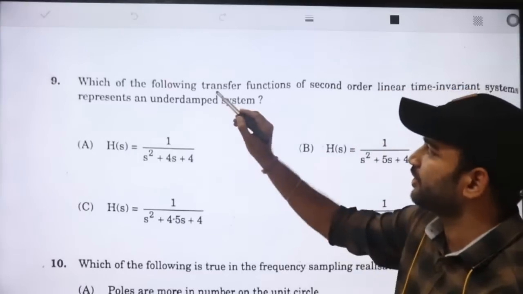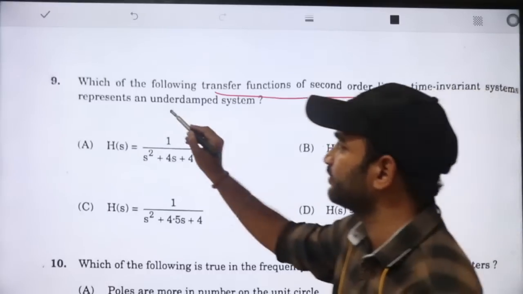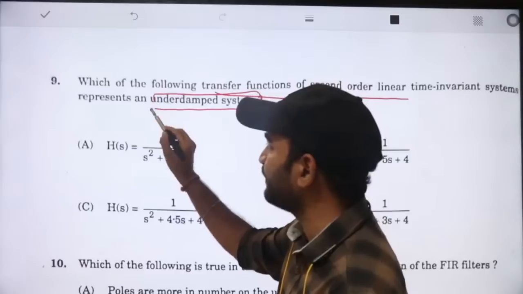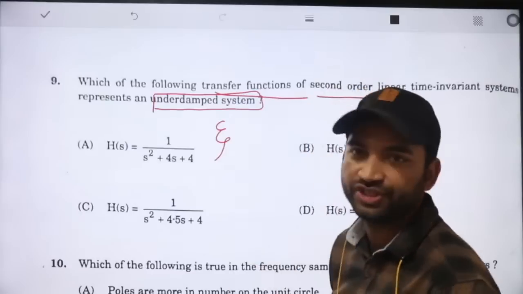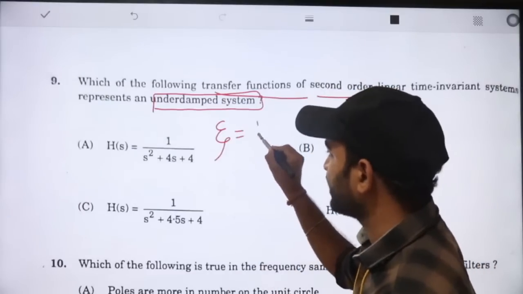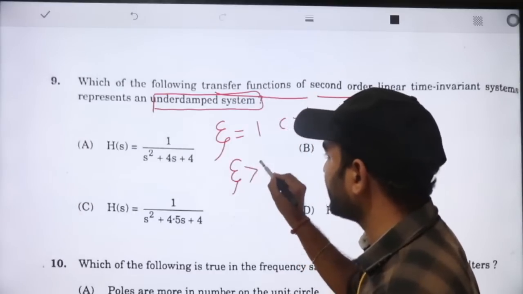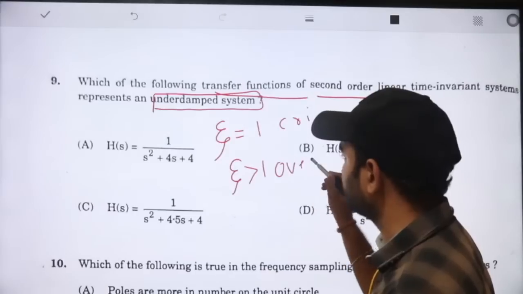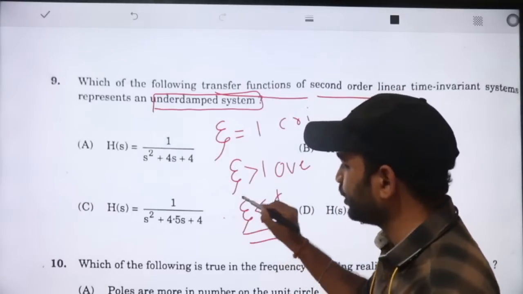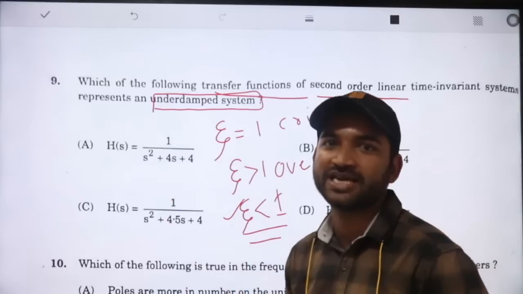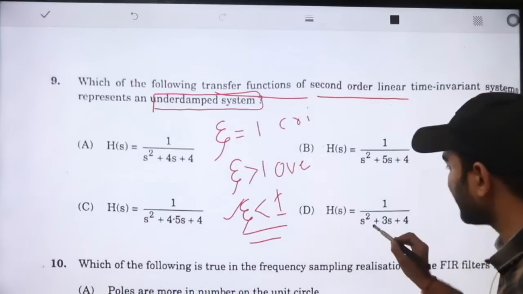Next one: which of the following transfer functions of second order linear time invariant systems represents the underdamped condition? You need to know the basics of the damping ratio zeta. If zeta equals 1, it is critically damped. If zeta is greater than 1, it becomes overdamped. Zeta less than 1 means the underdamped condition. So out of all four transfer functions, we need to find which of them has a zeta value less than 1. Try to check here.